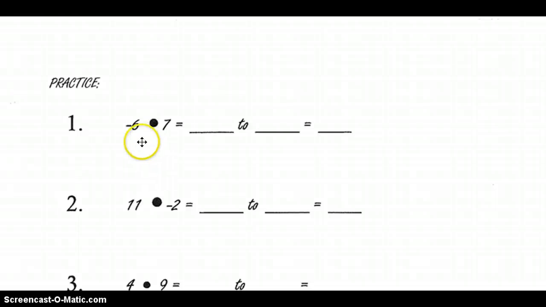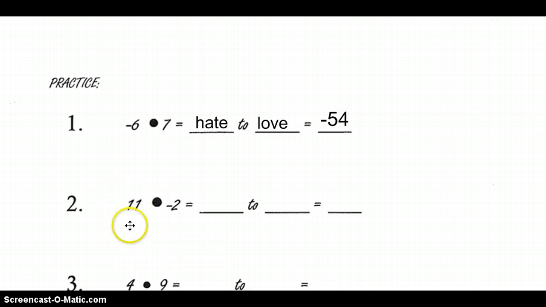So for this first question, we have negative 6 times 7. So a negative times a positive, which means hate to love. If you hate to love things, then that means you hate things. So you'll end up getting a negative answer. You'll get negative 42. In question 2, we have a positive times a negative. So love to hate. If you love hating things, that means you're negative. So 11 times negative 2 would be negative 22.